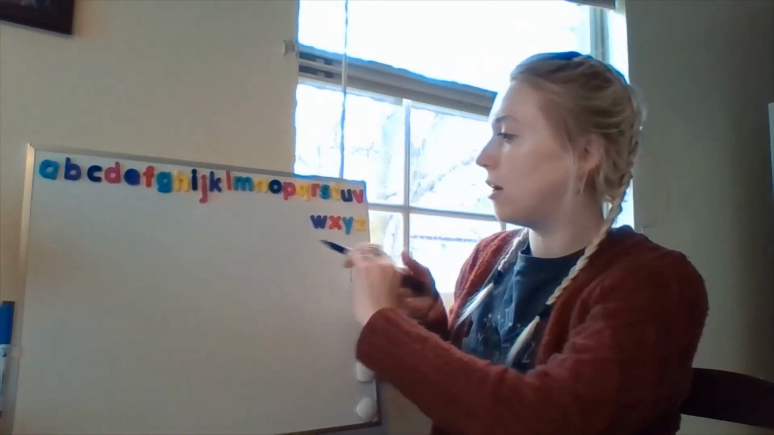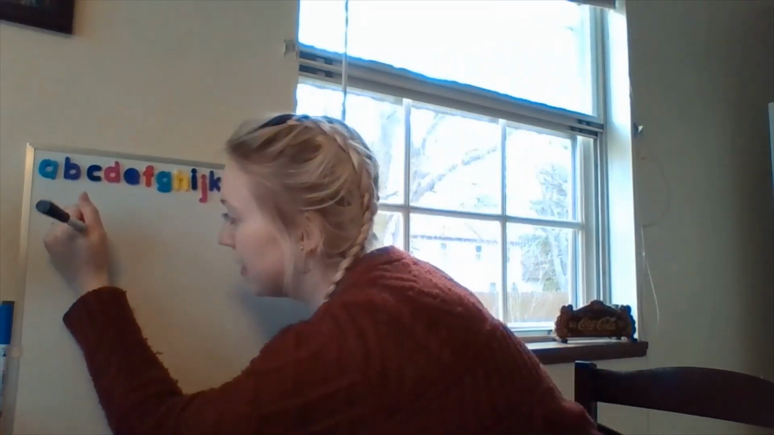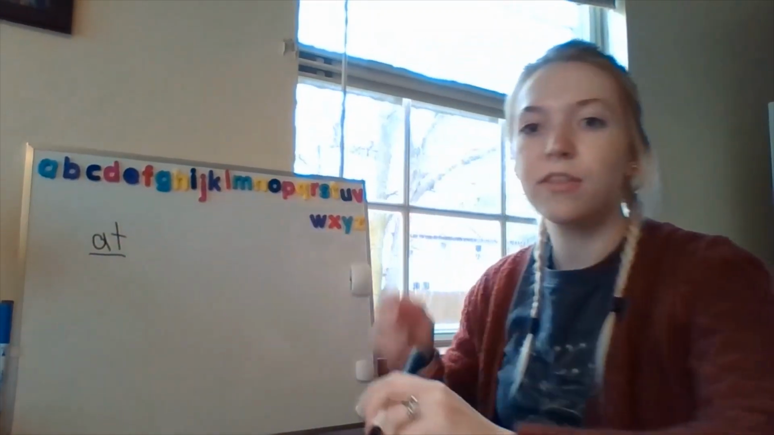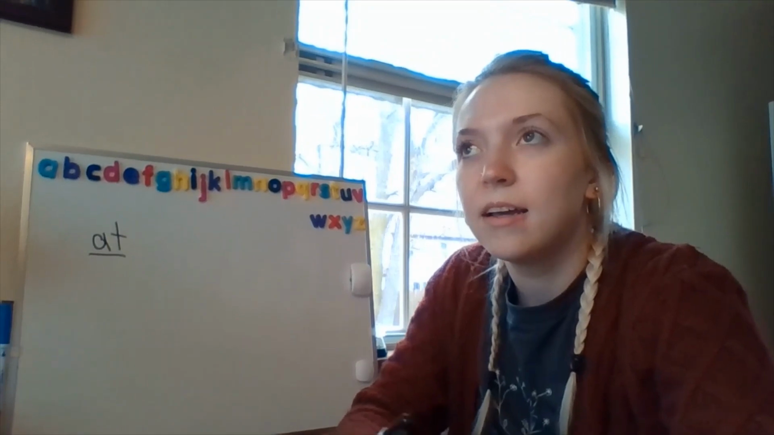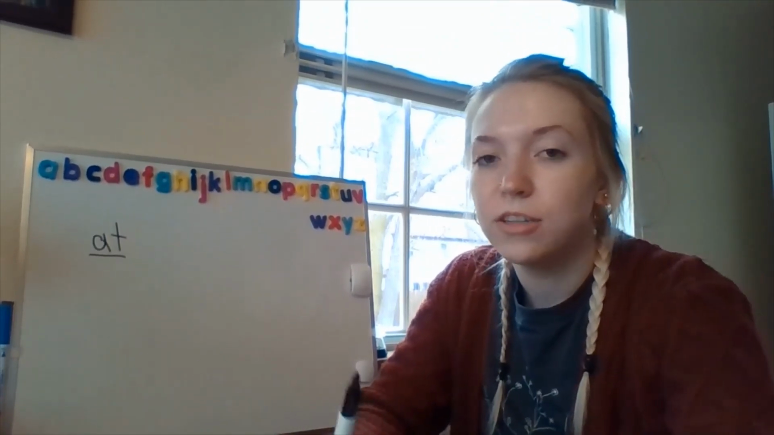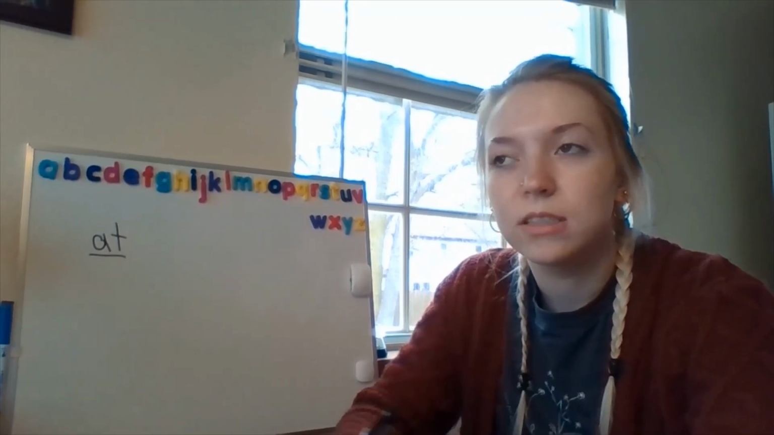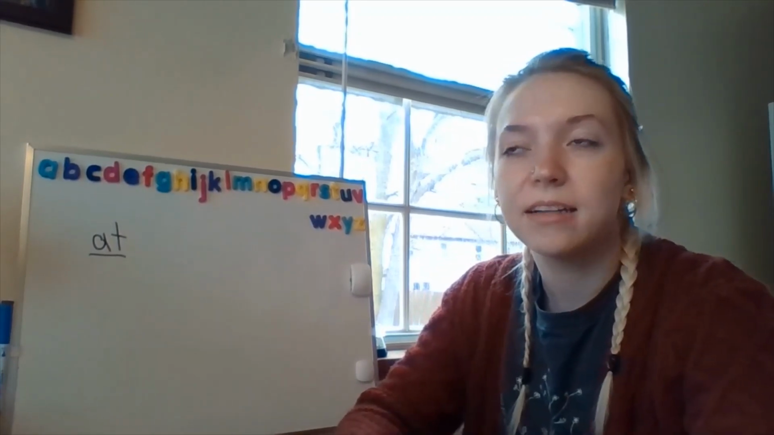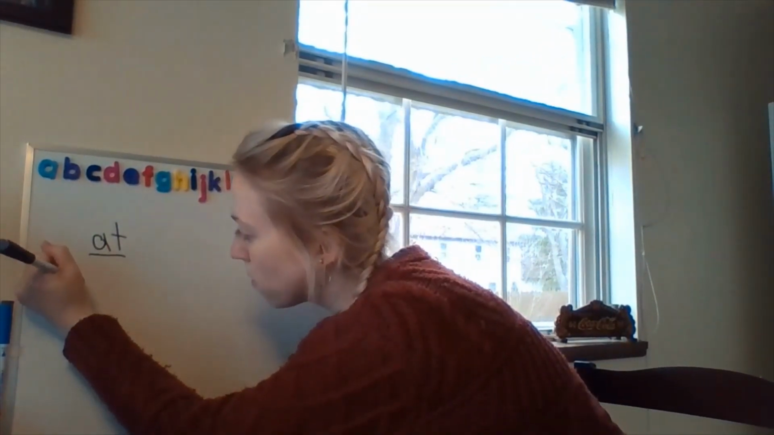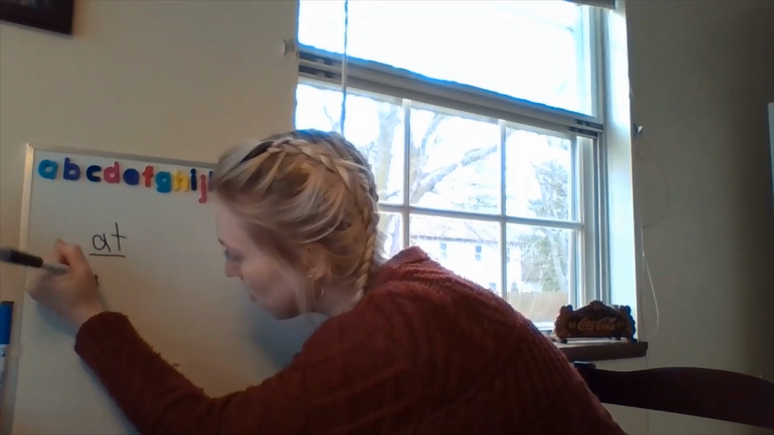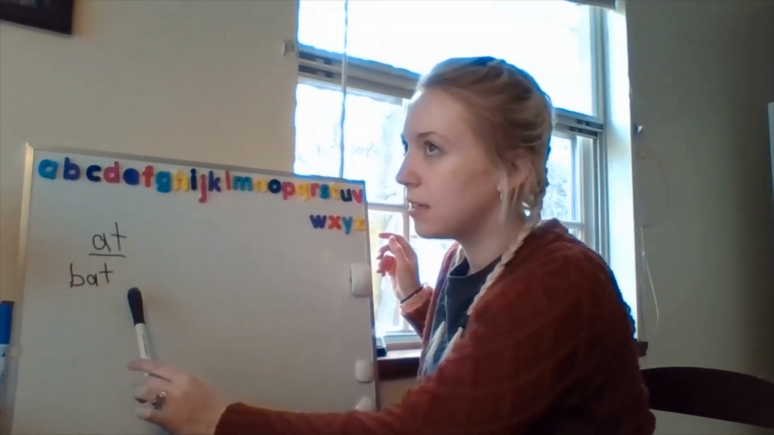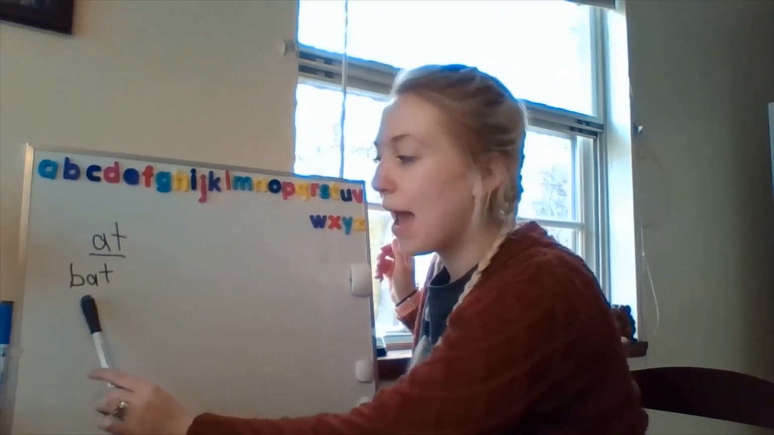The first one that we're going to look at is the at word family. So I want you to think of a word that has the at sound in it. One way to do this is to think of rhyming words. So think of something that rhymes with at. What about, let's read this word. At. What's the word? Bat.